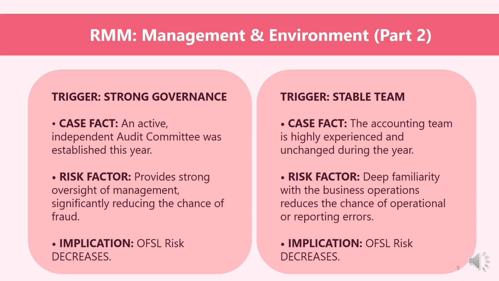Here is a major exam trap. Candidates often forget to identify factors that decrease risk. If the case mentions an active independent audit committee, that is strong governance. This provides strong oversight and reduces the chance of fraud. Therefore, OFSL risks decrease. Similarly, if the accounting team is highly experienced and stable, their familiarity with the business reduces operational errors. Risks decrease.